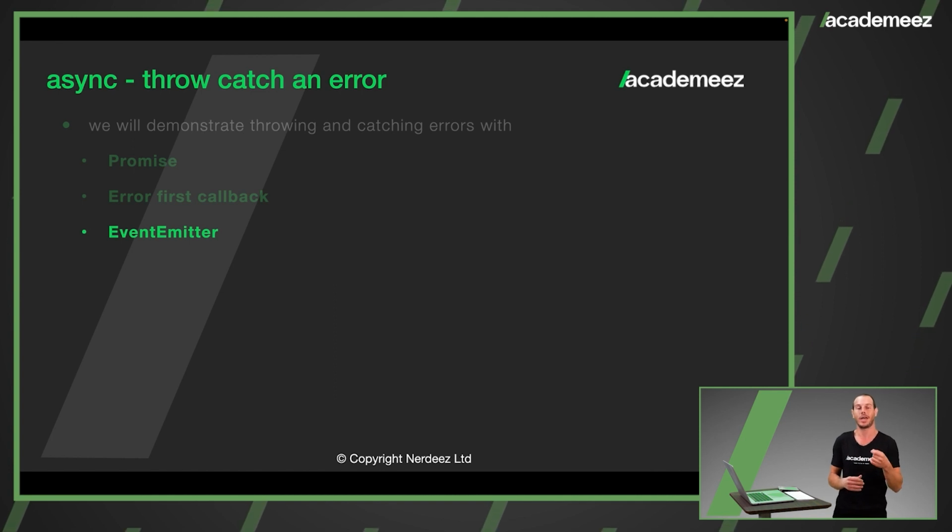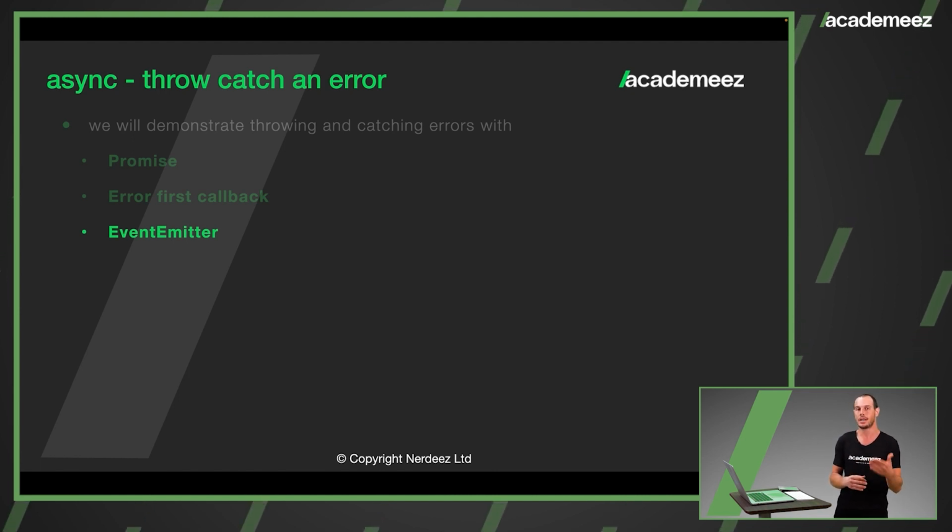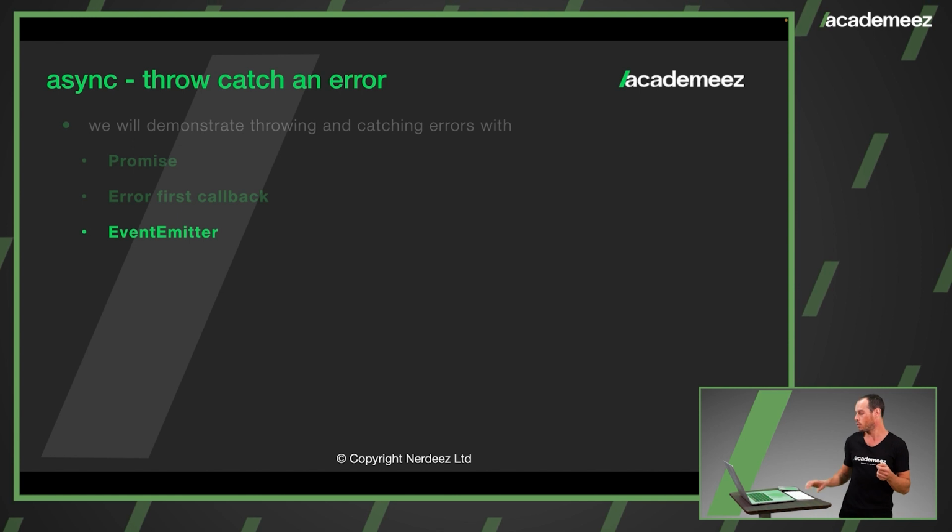If you're interested in how error handling happens on RxJS observables, we have a playlist and a lesson about the RxJS library. And there is a lesson there about dealing with errors and exceptions using observables and RxJS. But built in for Node, we have promise, error first callback, and event emitter. And we'll start by demonstrating with promise.